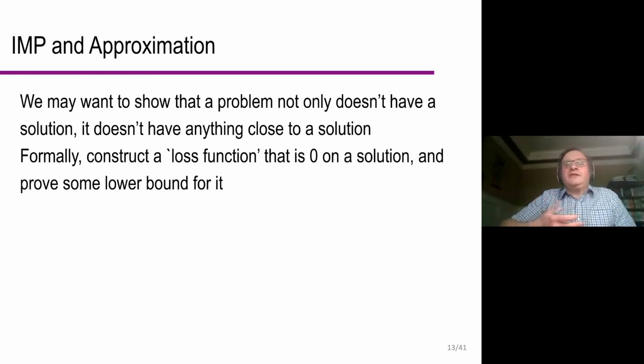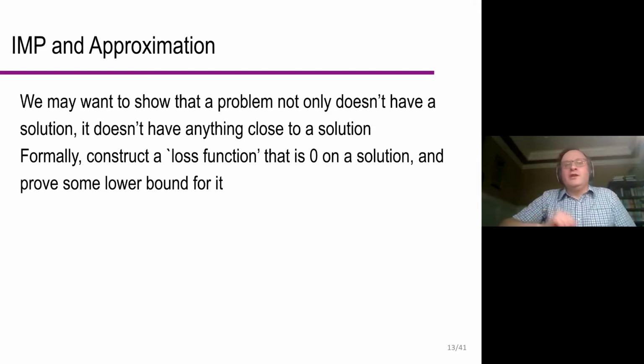Normally, we would construct some sort of a loss function such that this function is 0 on every solution, and then we would prove some lower bound for this function. This way, we would say, okay, since our loss function is at least, say, 1, this means that there are no solutions, because it's supposed to be 0 on any solution, and also it's fairly far from solutions. We cannot get anything close to a solution. There is a gap between 0 and 1, quite significant.